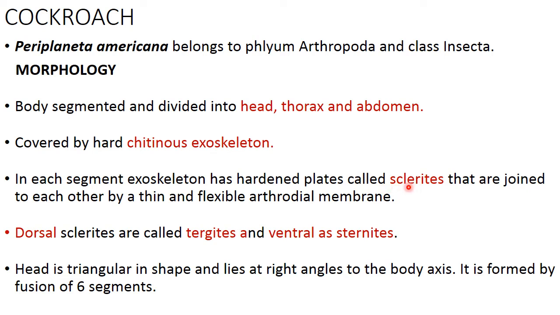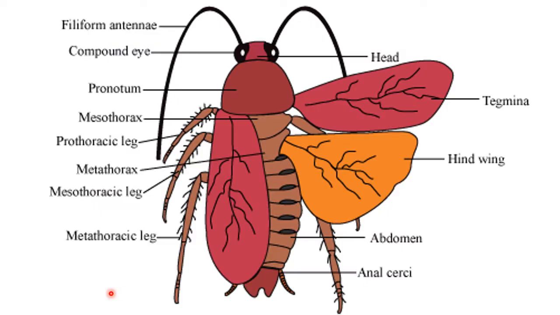और ये स्क्लेराइट्स, because these are plates, so these are joined to each other by a thin and flexible arthrodial membrane. अब जो ये स्क्लेराइट्स है जो डॉर्सल साइड पे है, जो डॉर्सल स्क्लेराइट्स हैं उनको टर्गाइट्स बोलते हैं और टर्गम. और जो वेंट्रल है नीचे से, ये हार्डन प्लेट्स, उनको स्टर्नाइट्स बोलते हैं और स्टर्नम. Head, you must have seen a cockroach, triangular in shape है and lies at the right angles to the body axis. और किसका बना है? 6 segments का.